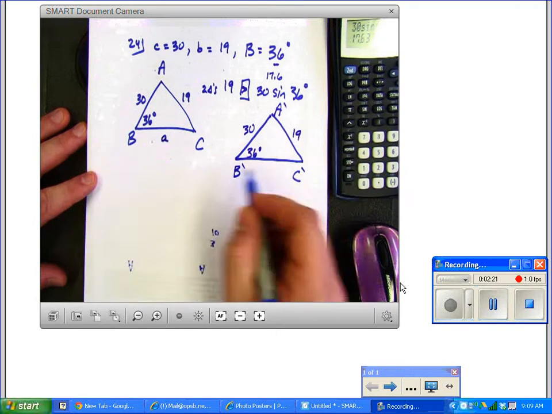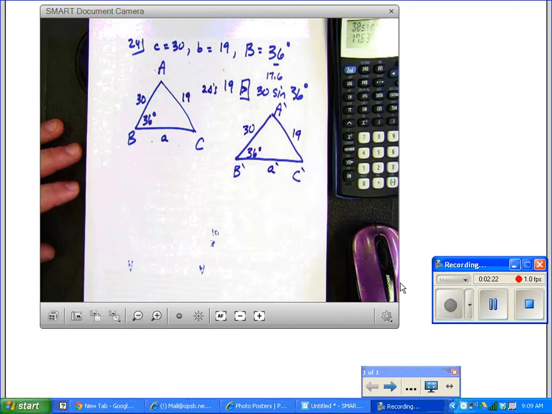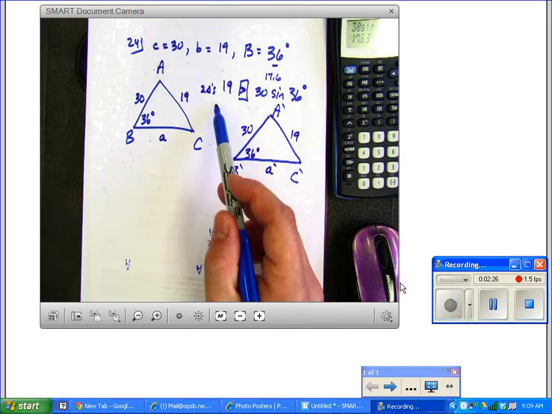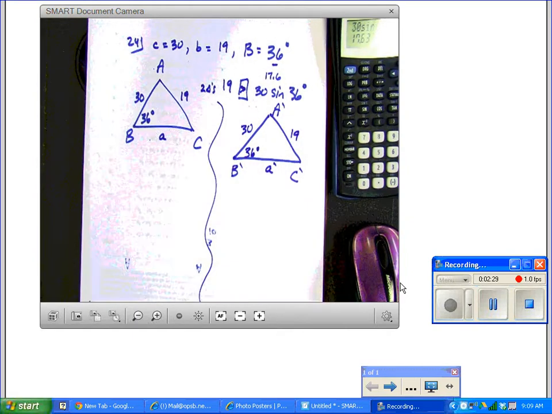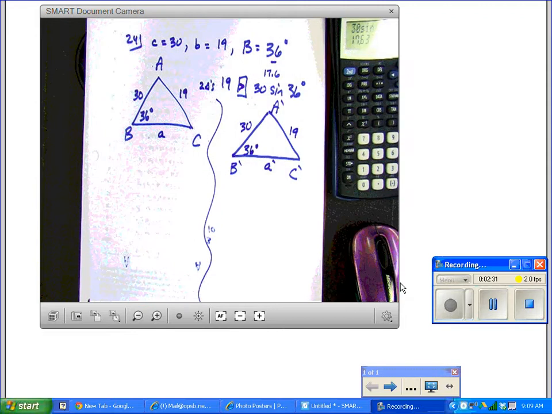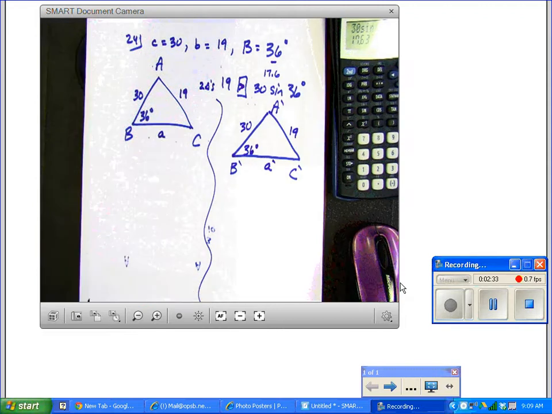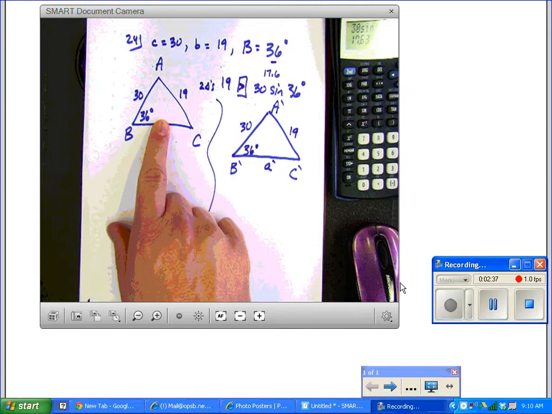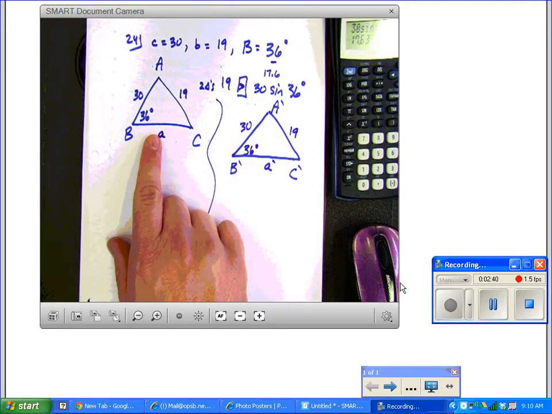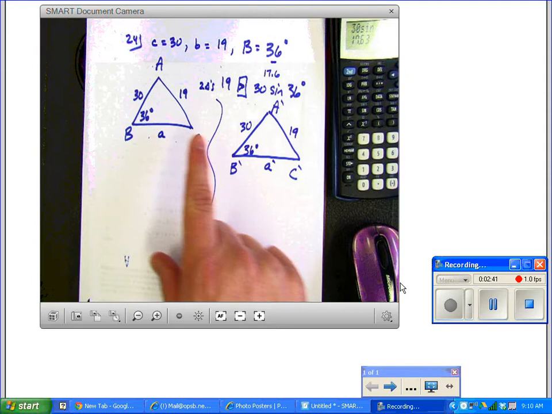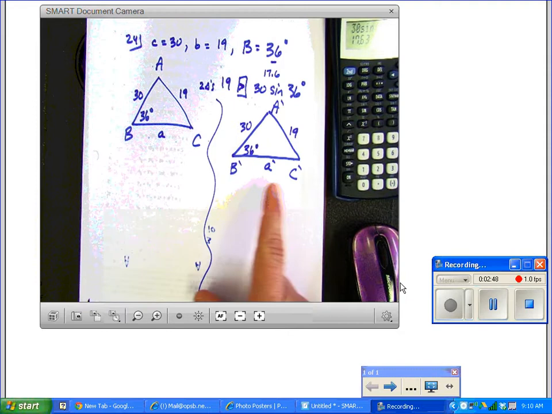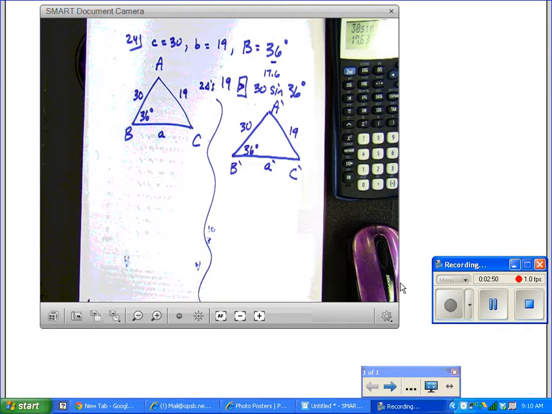So little a, this will be little a prime. All right. Now, remember the biggest thing to remember about two triangles. I'm going to find an angle in this triangle. And when I find an angle in this triangle, I'm going to immediately subtract it from 180 to get the corresponding angle in the other triangle. So I'm not sure which angle I'm going to find. But the first angle I find, I subtract from 180 and get the corresponding angle on the other triangle.